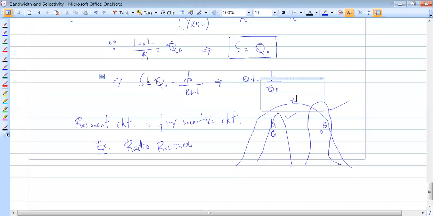For selectivity to be good, the quality factor has to be a big number, and that would only happen when the bandwidth is small, because bandwidth is inversely proportional to the quality factor or the selectivity. So selectivity is good when bandwidth is small. Selectivity is good when the quality factor is a big number, right? So the quality factor would be a big number when this denominator is a small entity. So for selectivity to be good, the bandwidth has to be narrow. Everybody understand this? Yes? I hope this makes sense to you.